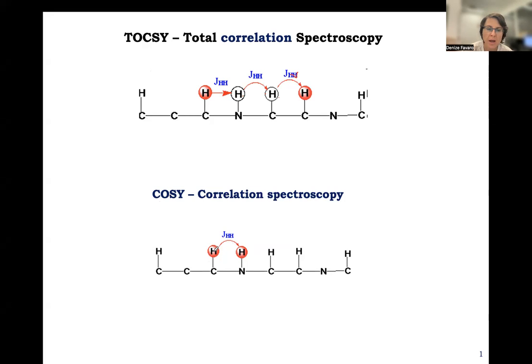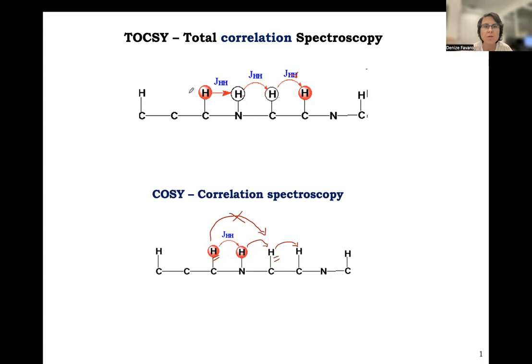So for example, I have a J coupling, a scalar coupling, between these two hydrogens, so I will see a correlation between these two hydrogens. Also, I will observe a correlation between this hydrogen and this one, and also between this one and this one. But if I don't have any kind of coupling, for example, if the J coupling between this hydrogen and this one is equal to 0, I won't see any correlation on the COSY spectrum.